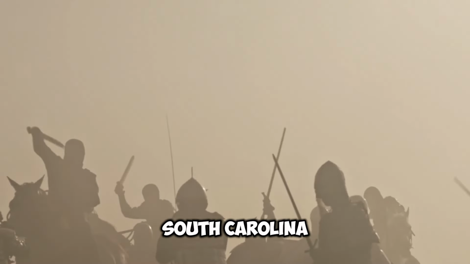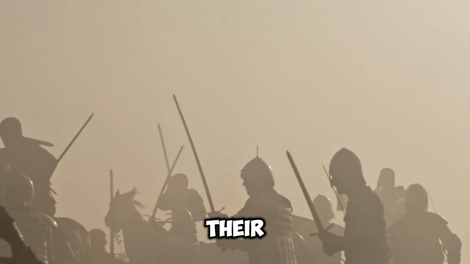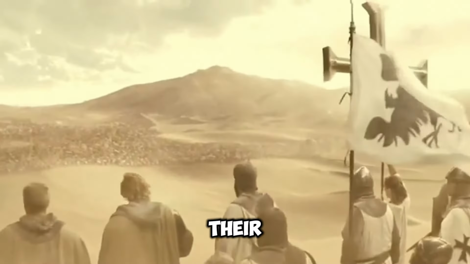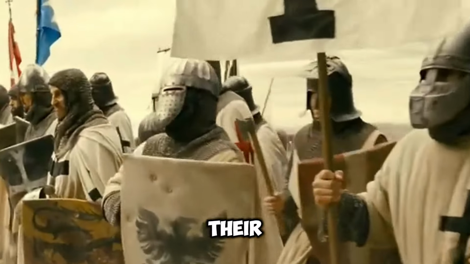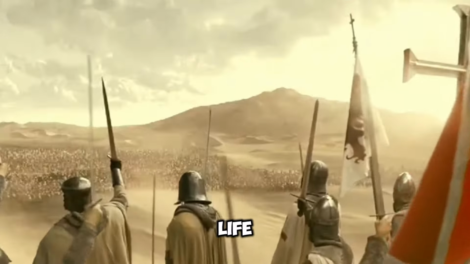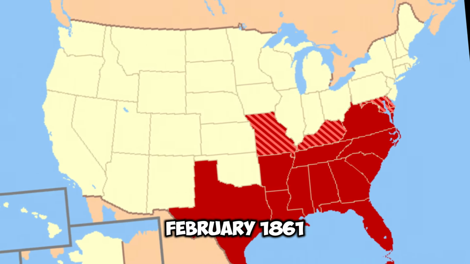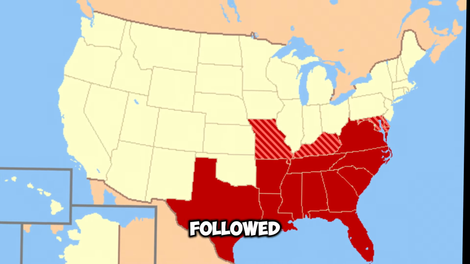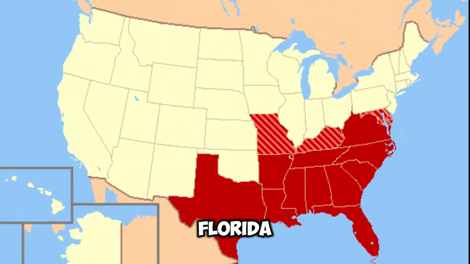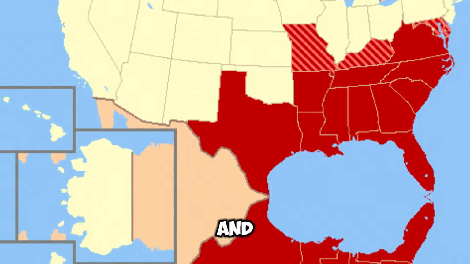The leaders of South Carolina contended that they were acting in accordance with their constitutional right to leave a union that, in their opinion, no longer served to advance their interests or safeguard their way of life. By February 1861, 6 additional states had swiftly followed South Carolina's example: Mississippi, Florida, Alabama, Georgia, Louisiana, and Texas.